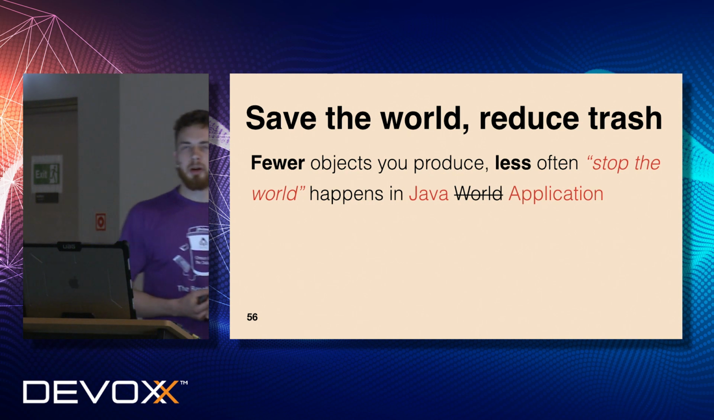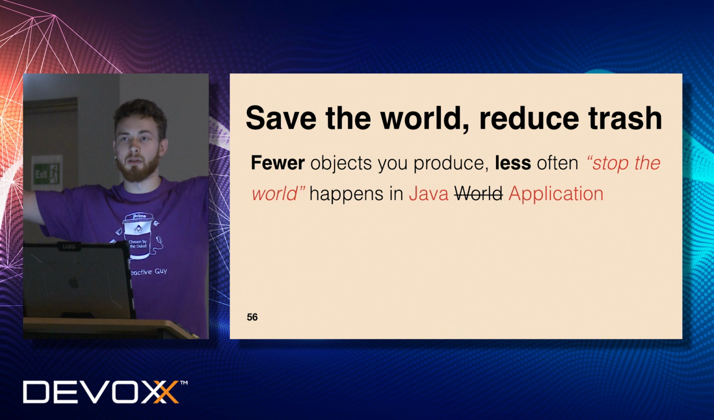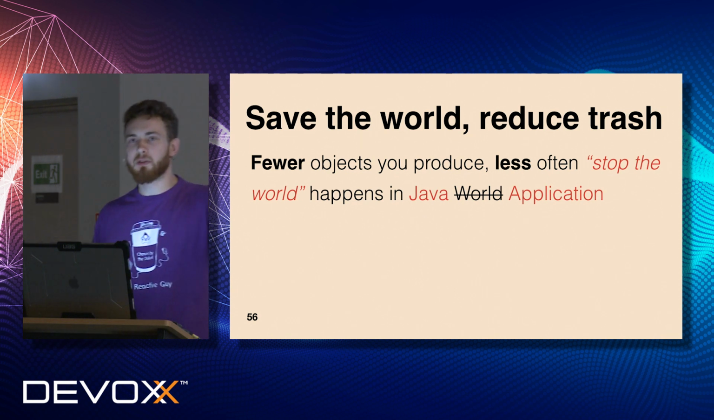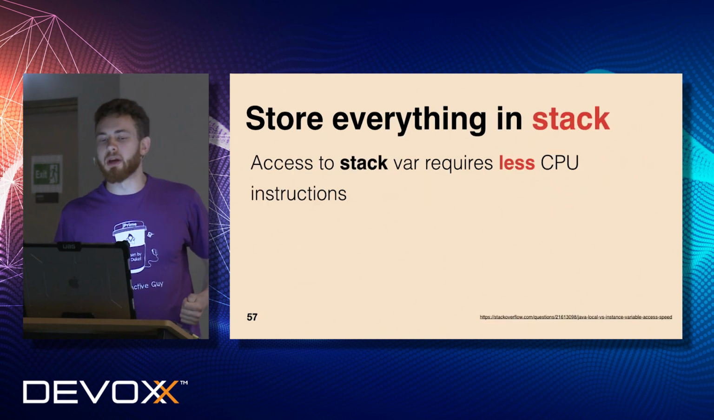will be visible to other threads because of volatile read and write from here. To save the world, reduce the number of produced trash. This is important in real life and in every application. So create fewer objects, and you will get fewer stop-the-world pauses, which happen in your Java application.